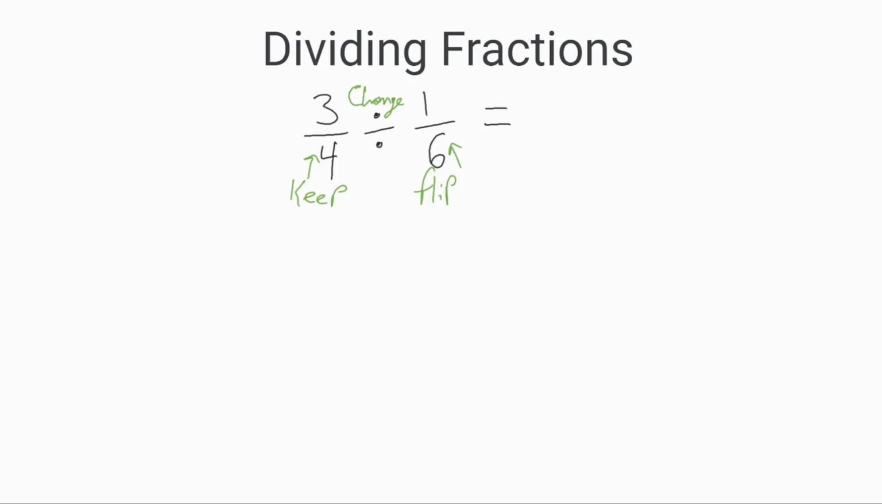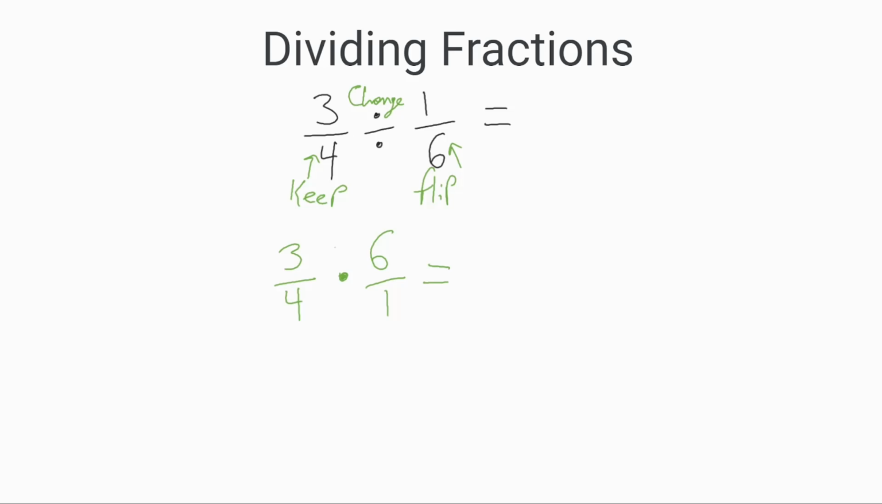And so looking at this problem, 3/4 divided by 1/6, I'm going to keep my first one as 3/4. I'm going to change our division into a multiplication, and I'm flipping the 1/6 to 6/1. There we have a multiplication problem. We know how to solve these by multiplying straight across.